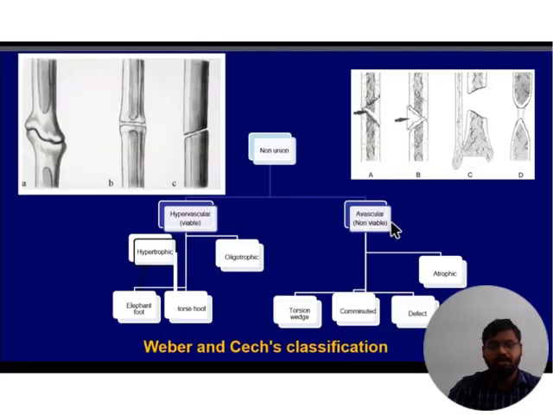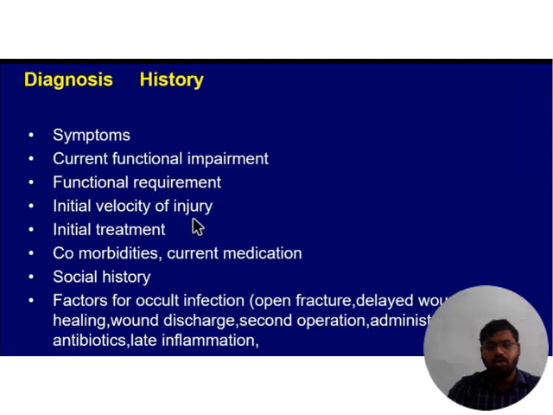In this picture you can see a hypervascular non-union. There are two types, hypertrophic and oligotrophic. Hypertrophic is divided basically into elephant foot and horse foot. In the first picture A, this is the horse foot type, and this is the elephant foot type. In avascular non-union, you can divide into atrophic, and it can be because of a defect. You can see a huge defect here. This defect can also lead to non-union.